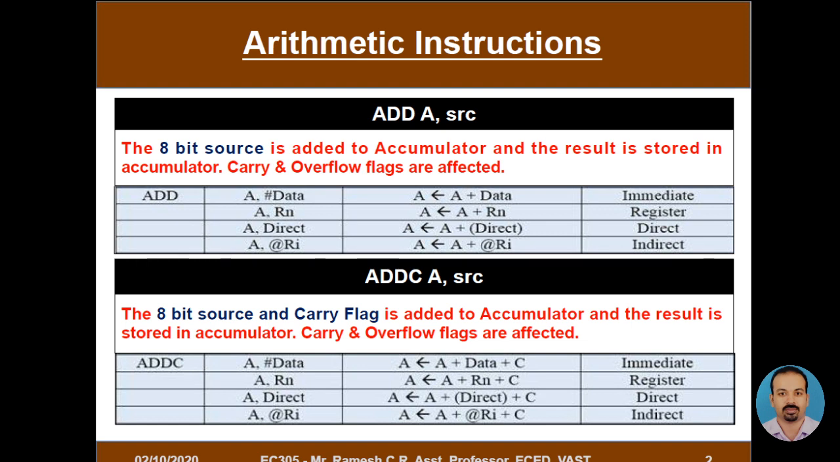Okay, so the first one is ADD A, source, where an 8-bit source is added to the 8-bit data that is contained in the accumulator, and the result obtained is again stored in the accumulator. Okay, and during this particular operation the carry flag and overflow flags are affected basically. So we have the different forms. ADD A, #data means the immediate data and the content of the accumulator are added and the resultant is stored in the accumulator.